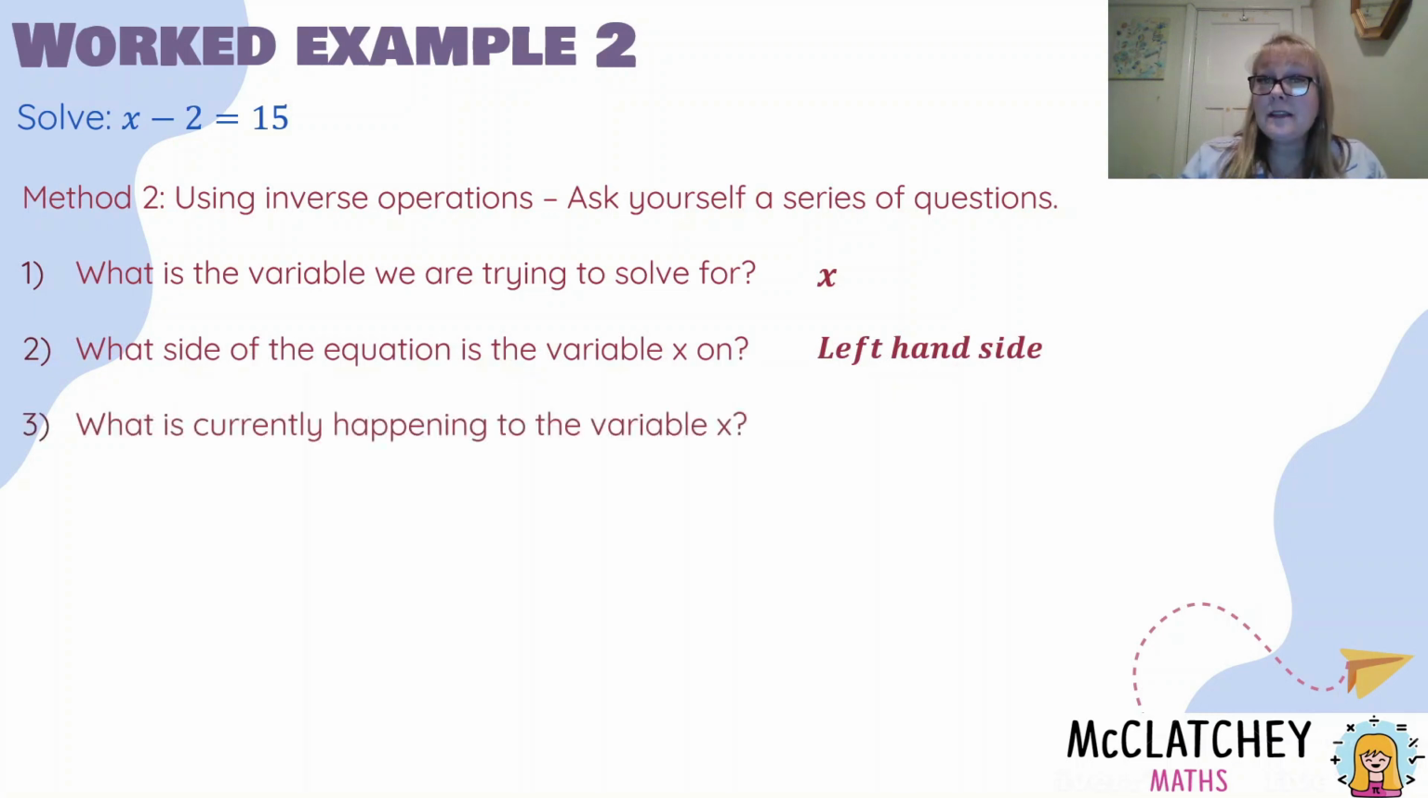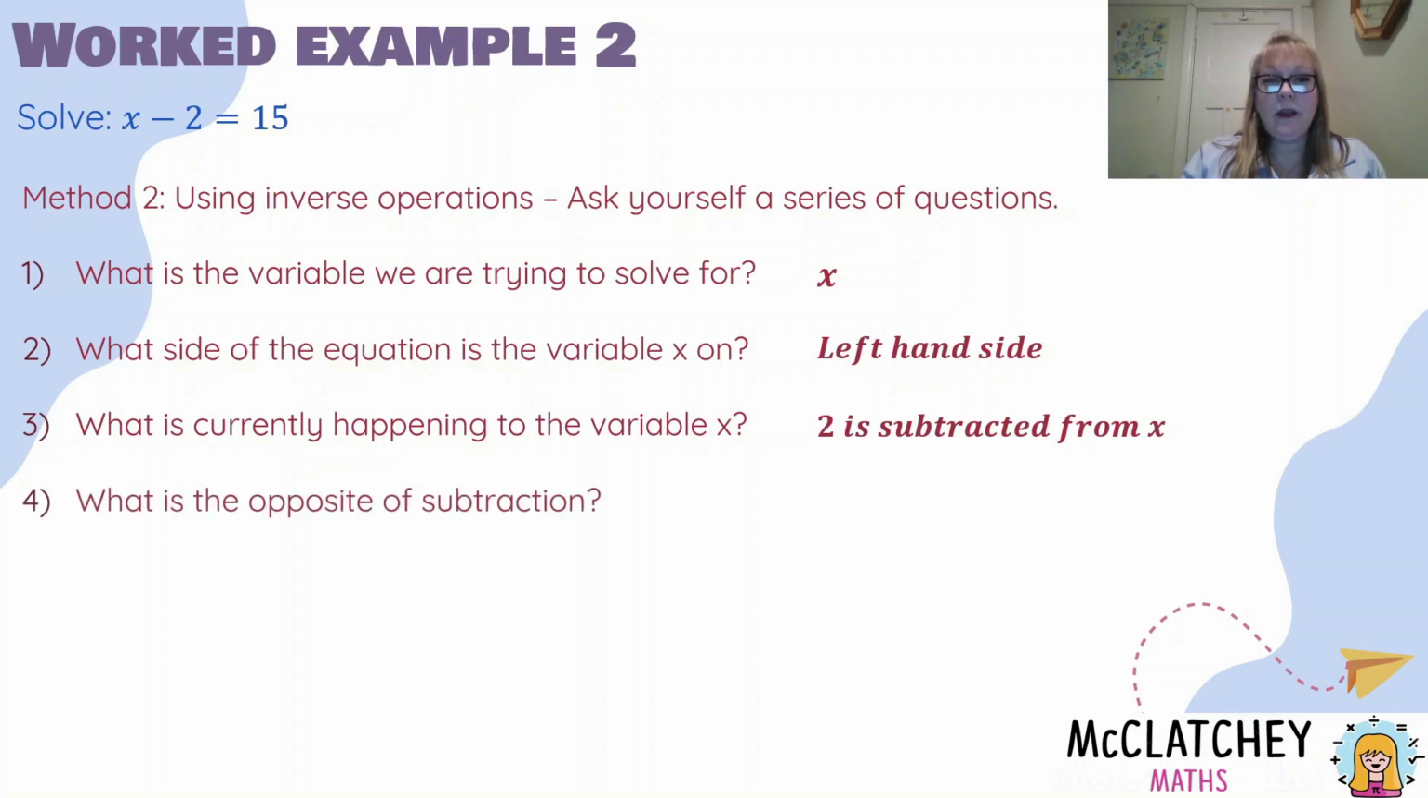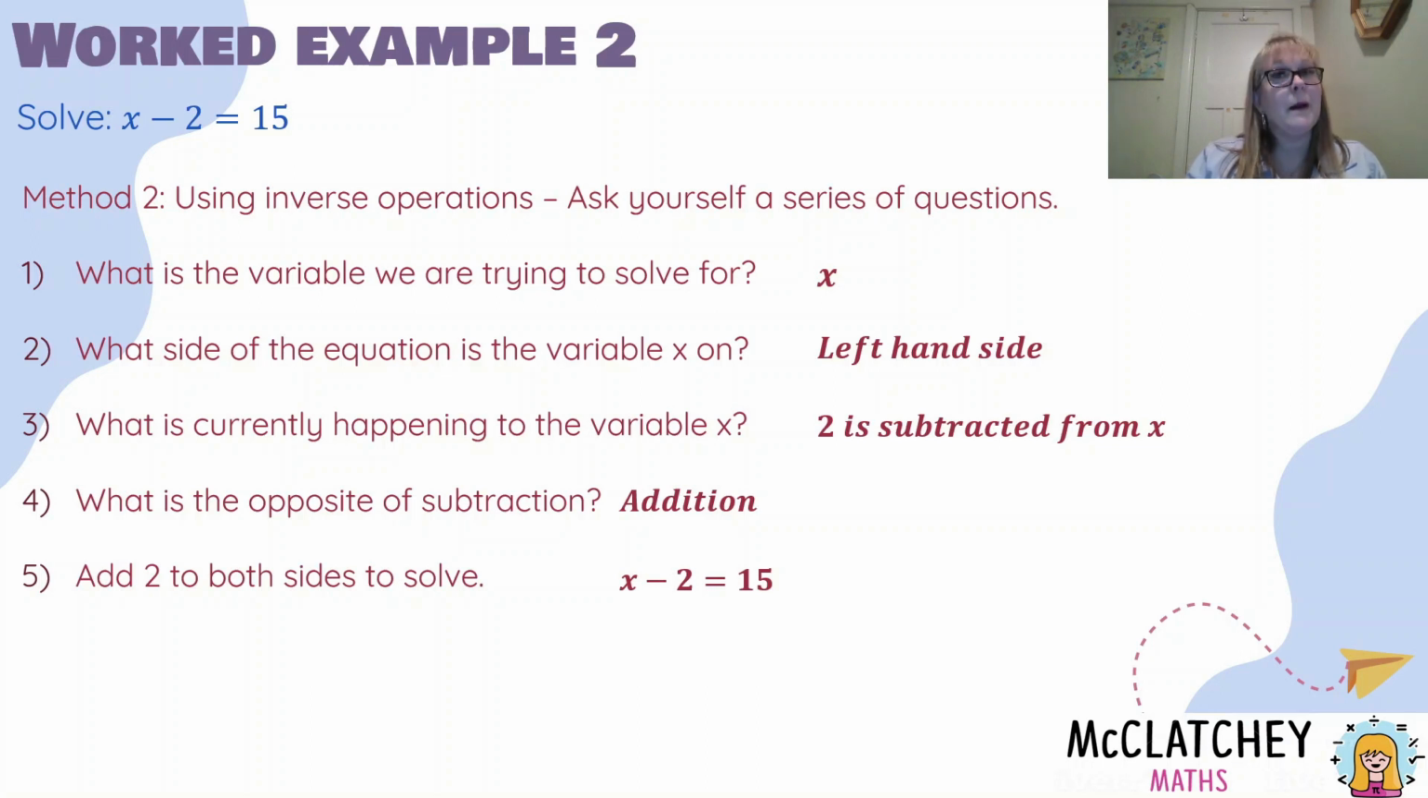What's happening to x at the moment? This is probably a really important question to ask yourself, because this will help you work out what to undo. At the moment, 2 is subtracted from the x. So what do we do to undo take away 2? What's the opposite? We're adding 2. So now let's set it up. We've got x take away 2 equals 15. So we know we need to add 2 to both sides. This is the important part, both sides. So notice I've put it underneath the take away 2 and underneath the 15.